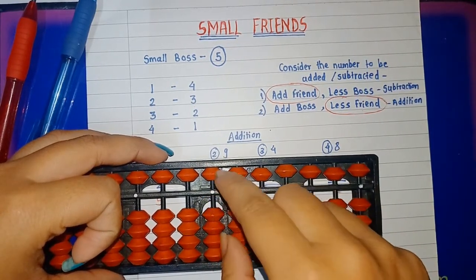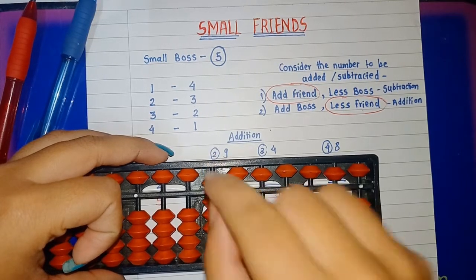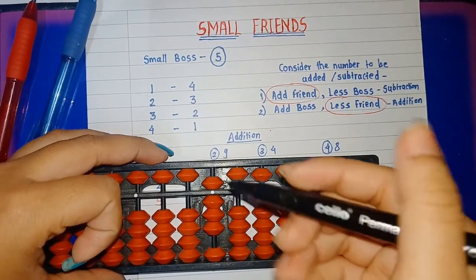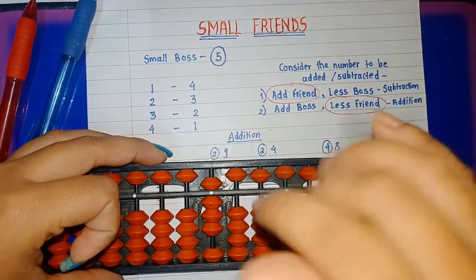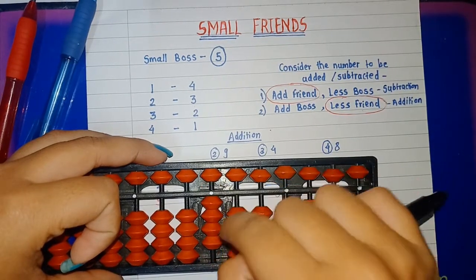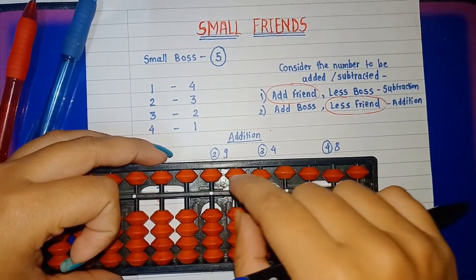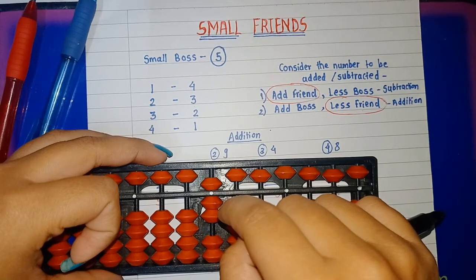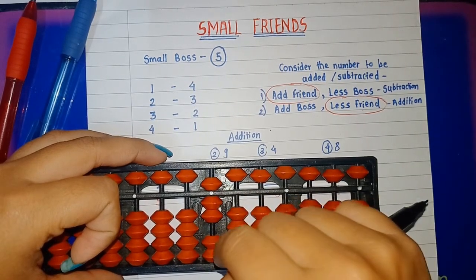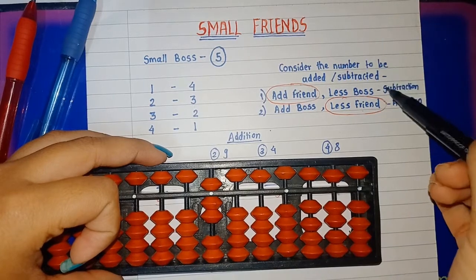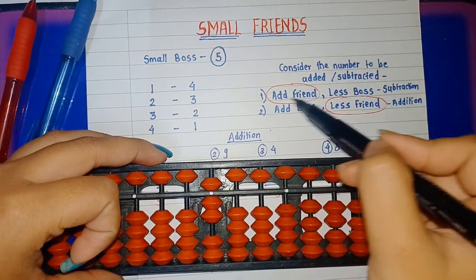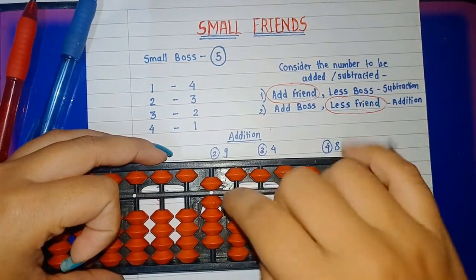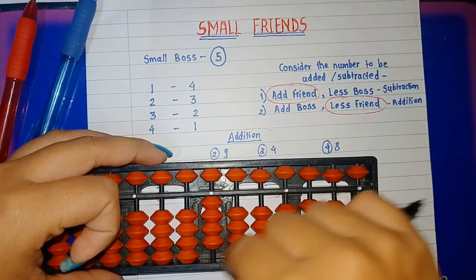Then again assume that we have 8 on our abacus and we have to subtract 4 from it. So how can we subtract 4? 4's friend is 1. So add friend less boss. Answer is 4. Now let's suppose we have 7 on our abacus and we have to subtract 3 from it. How can we subtract 3? Subtraction. So we have to add 3's friend. What is 3's friend? 3's friend is 2. So adding 2 and less the boss. Here is our answer, 4.